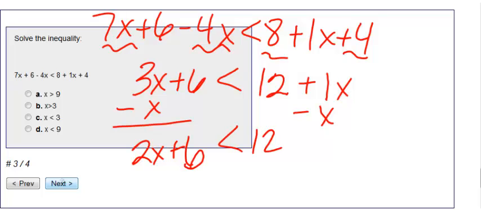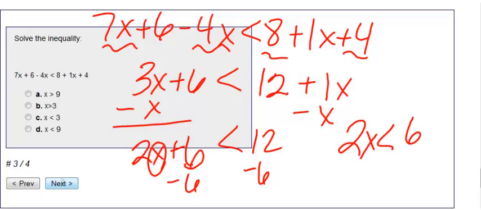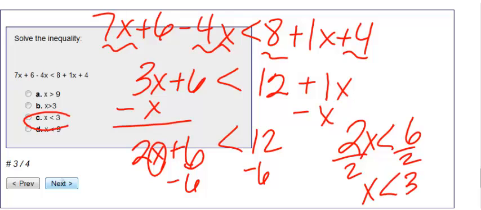Bring everything else down. And again, I'm going to get this x by itself. So I need to move that 6. I'm going to subtract 6 on both sides. So now I have 2x is less than 6. And lastly, I'm going to divide by 2 to get this x by itself. Therefore, x is less than a positive 3, which is C.